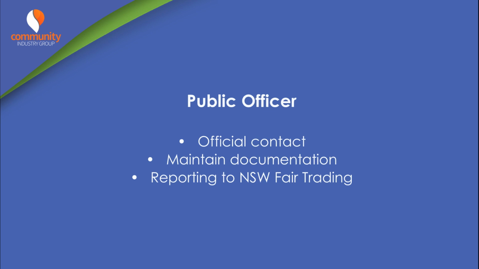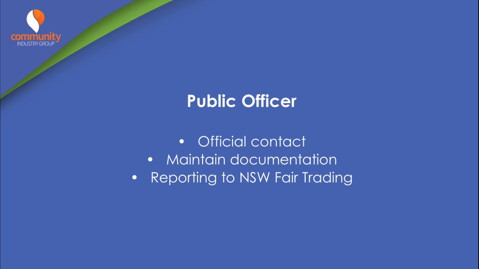The public officer may be an ordinary board member or a person outside the association. They must be over 18 years of age and reside in New South Wales. The public officer acts as the official contact person for the association, including taking delivery of documents served on the association and bringing them to the attention of the board as soon as possible. The official address of the organisation lodged with Fair Trading must be where the public officer can generally be found.